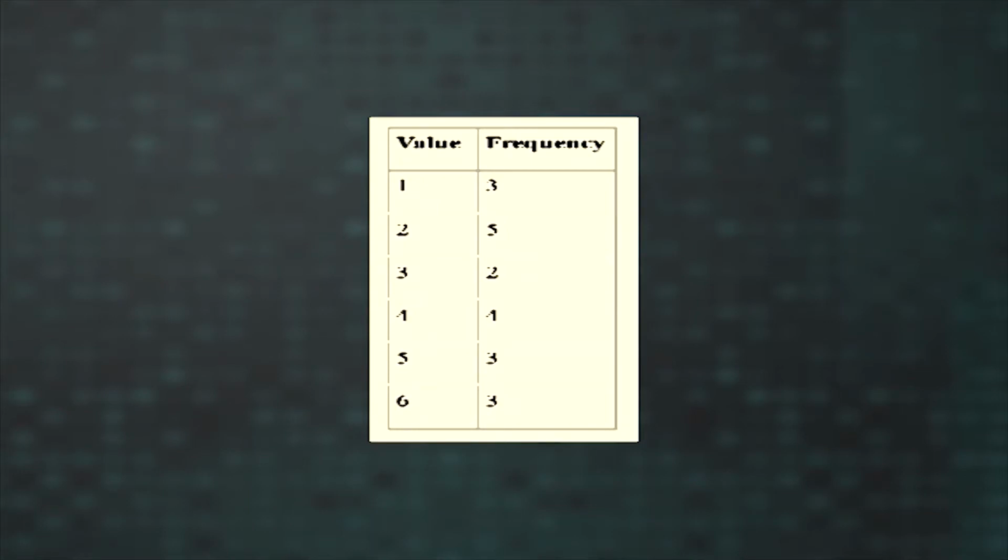For example, details of a dice which was rolled 20 times is given in the frequency table. On each roll, the dice shows a value from 1 to 6. In the first column, values are given, in the second column, frequencies are given. The frequency is the number of times each value occurred. For example, the value 1 was rolled 3 times, the value 2 was rolled 5 times and so on.